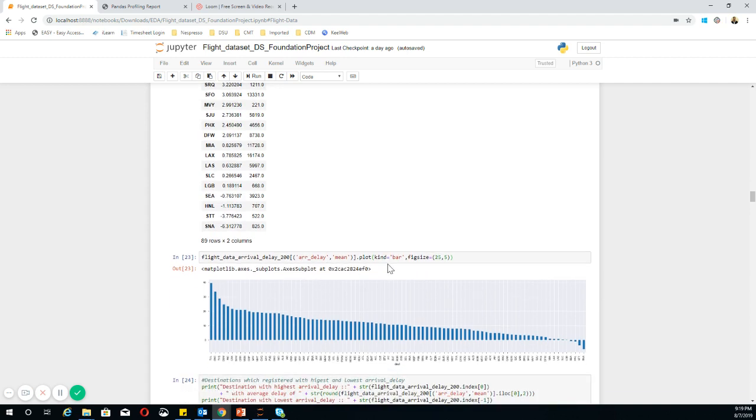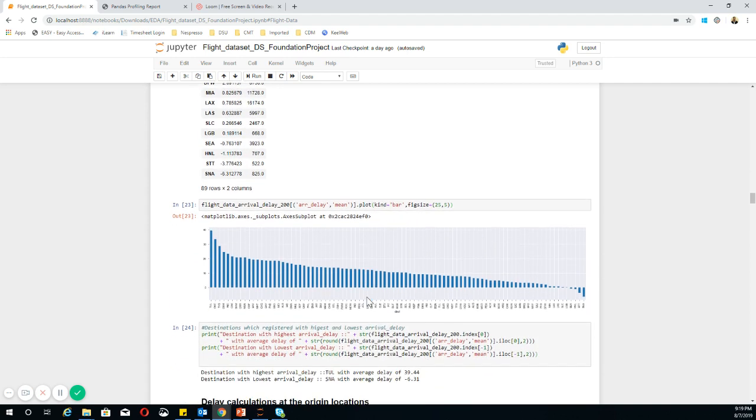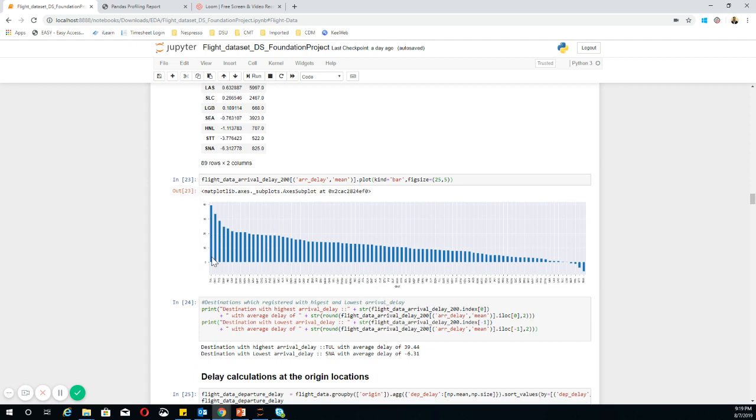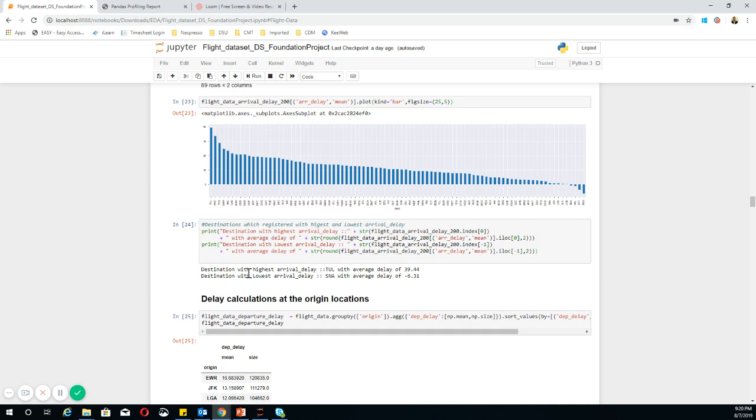I plotted a bar diagram where you can clearly see the airport with the maximum arrival delay is TUL, and the one with the minimum arrival delay is SMA. That is what is inferred here, and I have printed it.